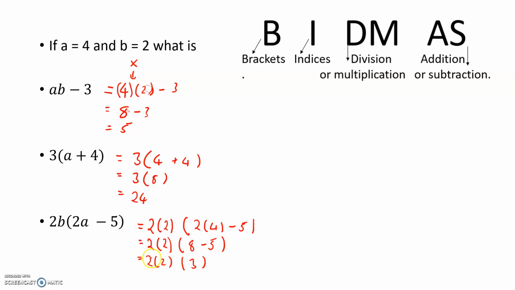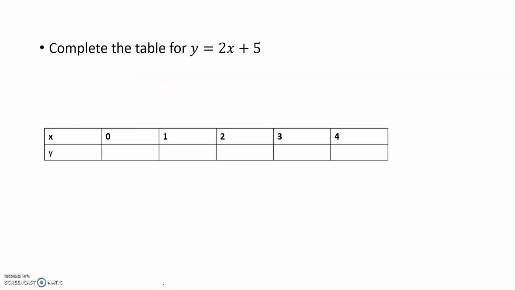And now there's a multiplication symbol in here and a multiplication symbol in here. So it doesn't matter which order we do it in. 2 times 2 is 4 times 3, and 4 times 3 is 12. Working down the page, doing it step by step, and just getting more difficult as you go are your real keys to this. This is the part that people really struggle with.